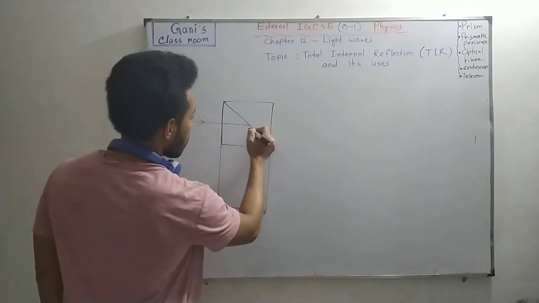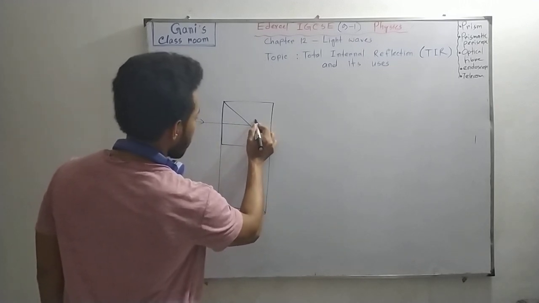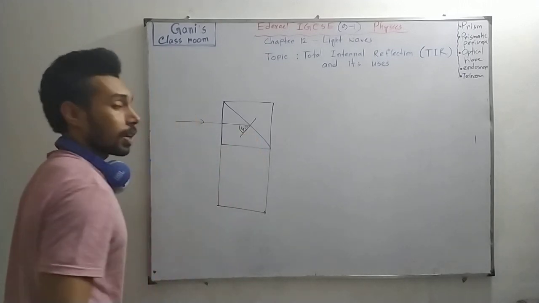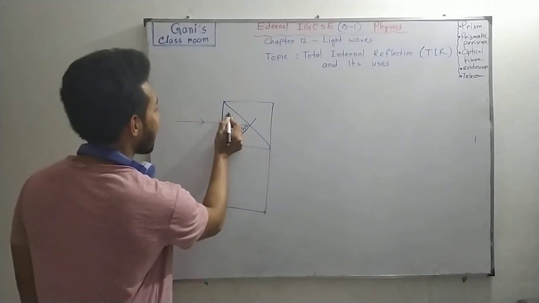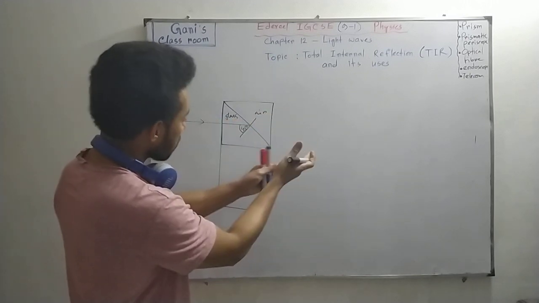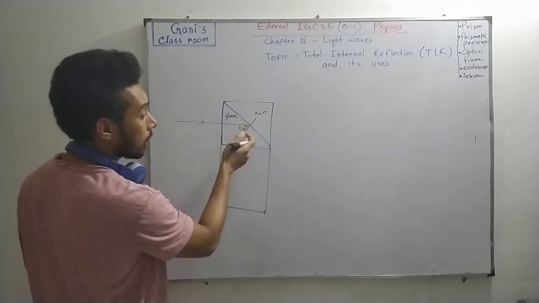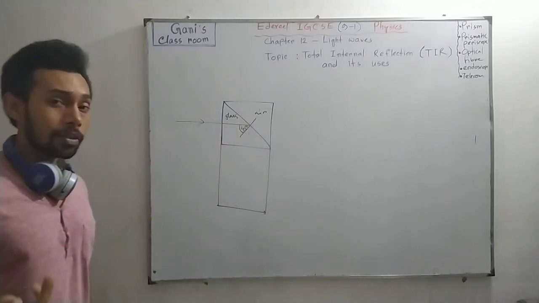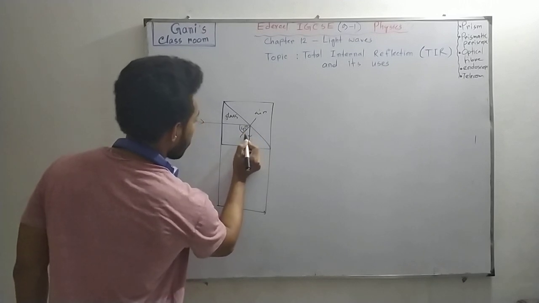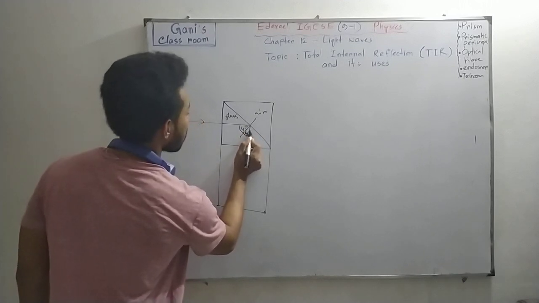When it strikes this boundary, it strikes with an angle of 45 degrees, which is greater than the critical angle, and this is glass and this is air. So while traveling from a more dense to a less dense medium, the light strikes the boundary at 45 degrees, which is greater than the critical angle. Therefore, it will be totally internally reflected. The angle of reflection will also be 45 degrees.